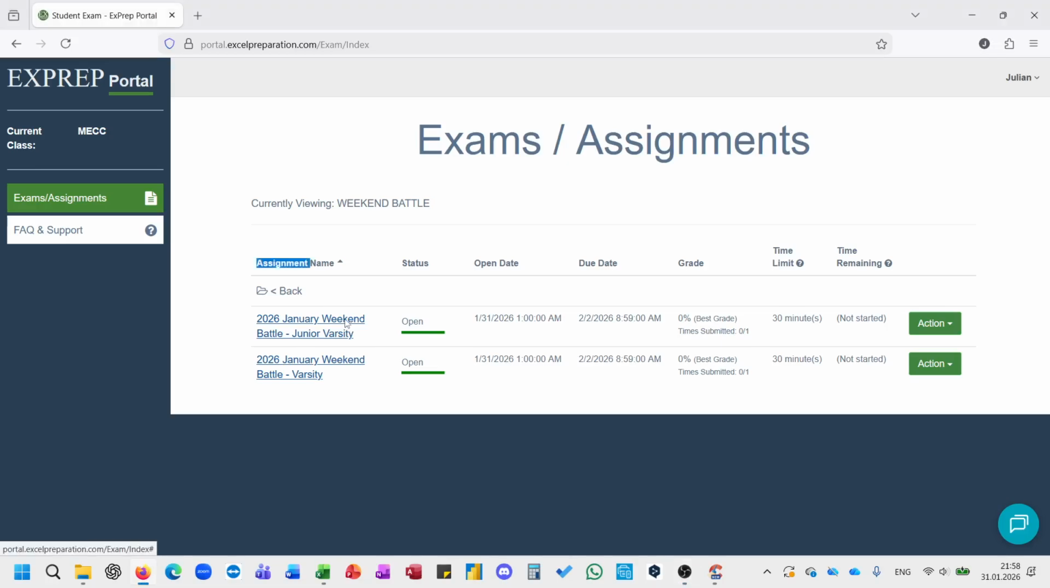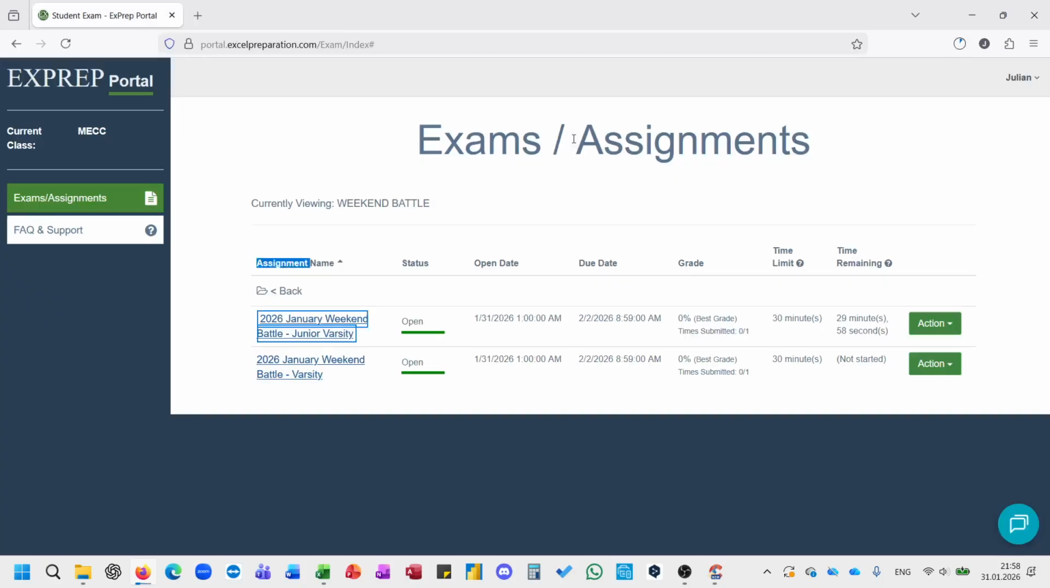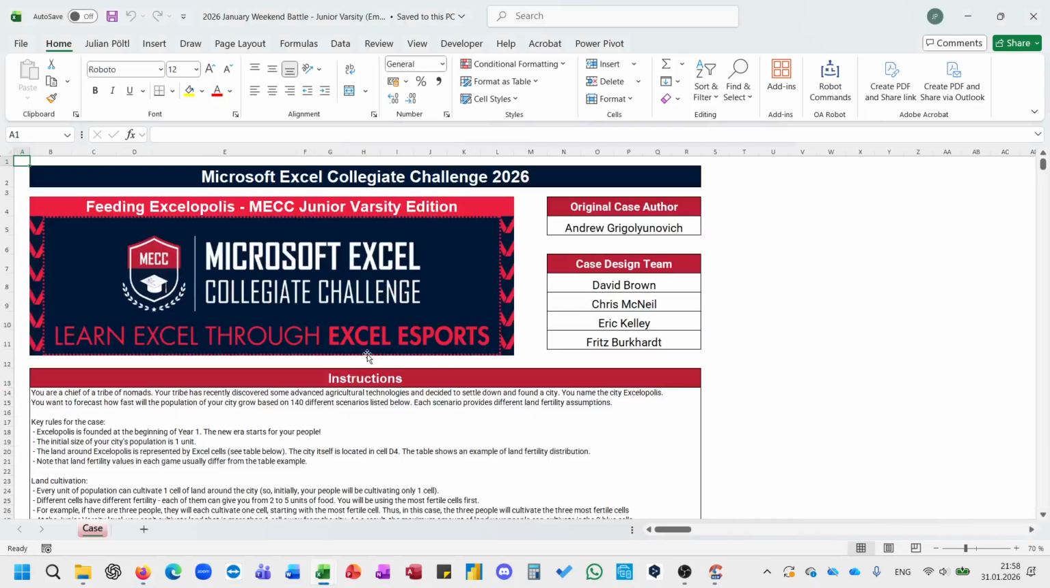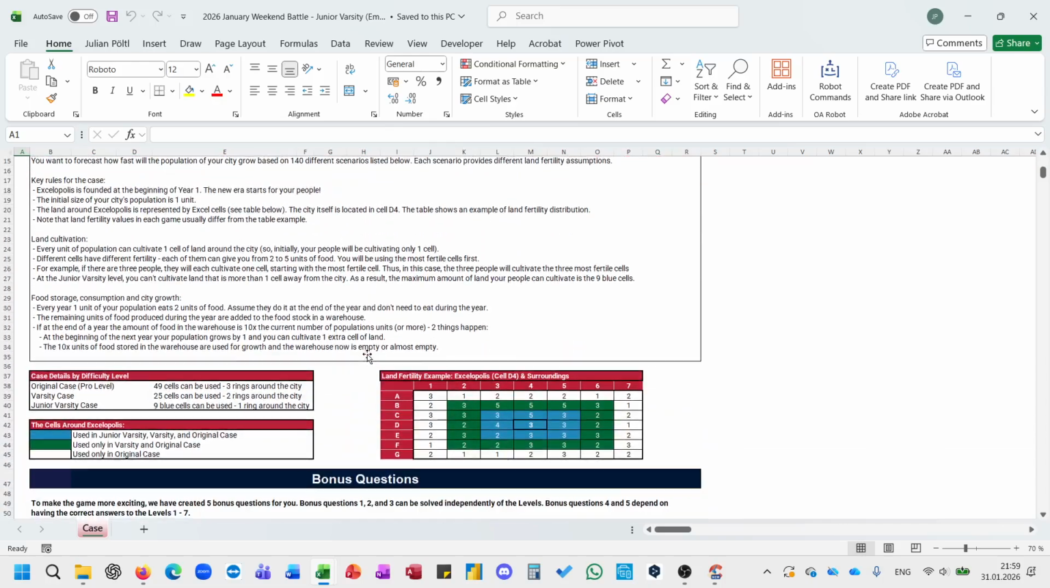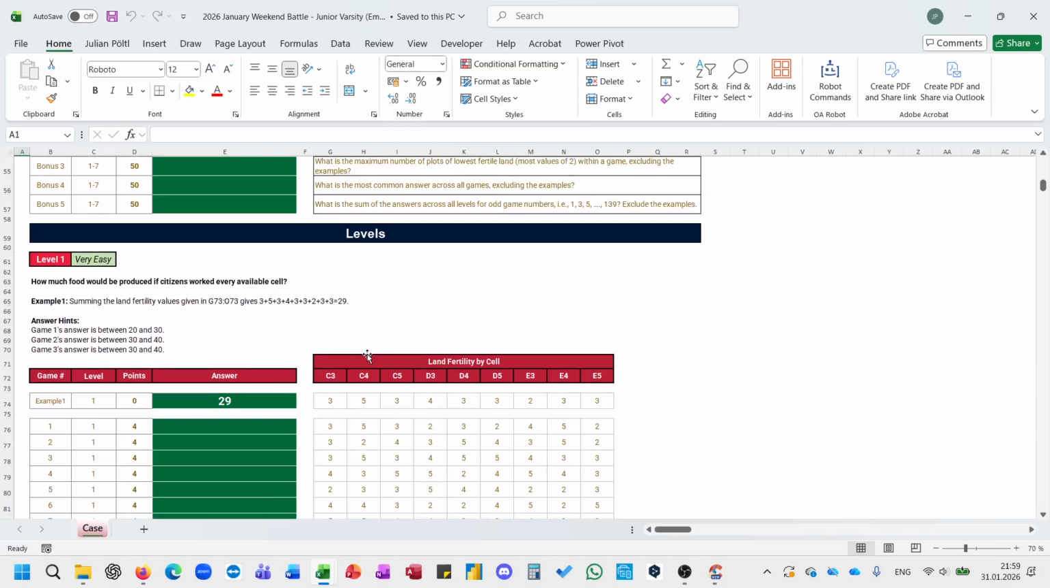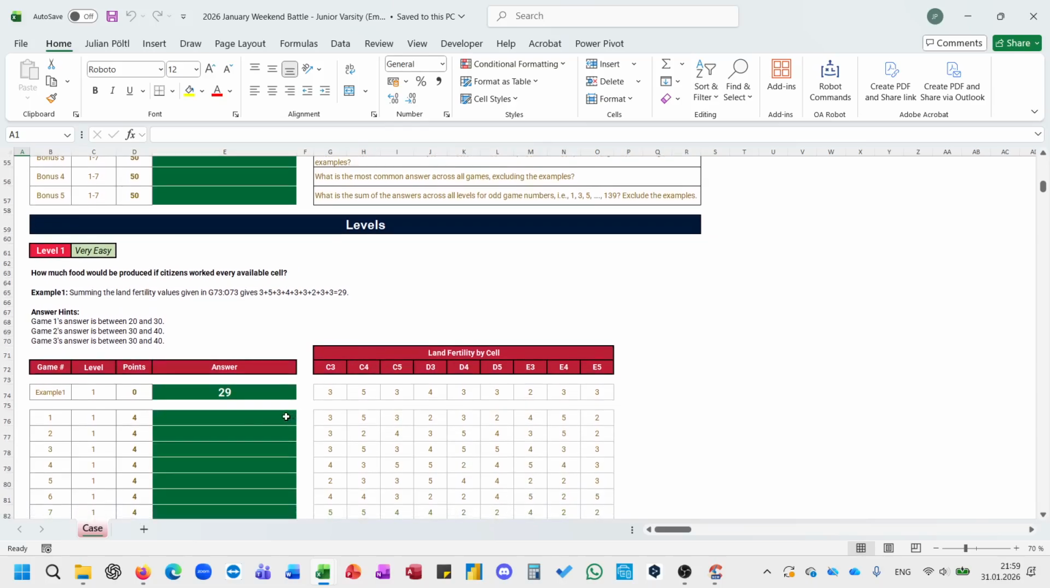Okay, let's start with Junior Varsity. Yes, half an hour. Here we go. Okay, no indication of the case. Name Excelopolis. Oh god. Really? Yeah, some.